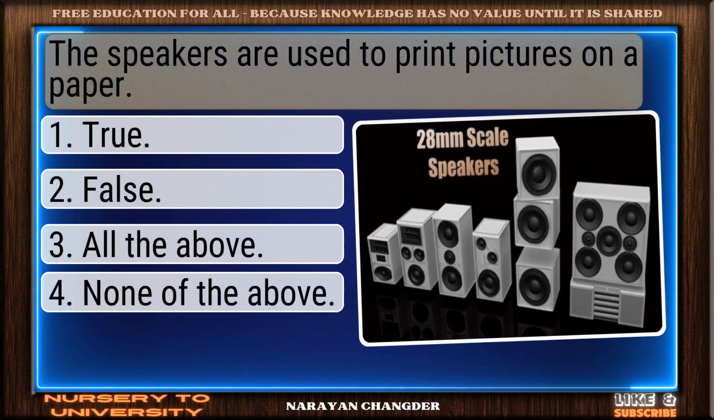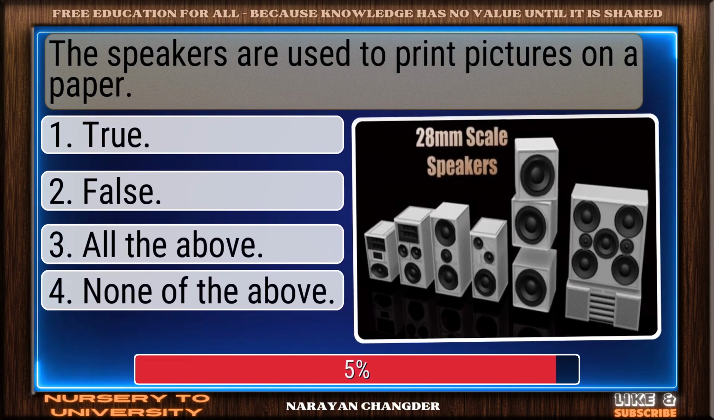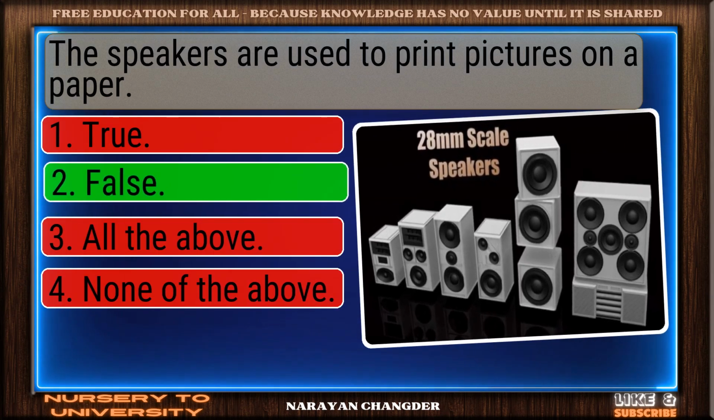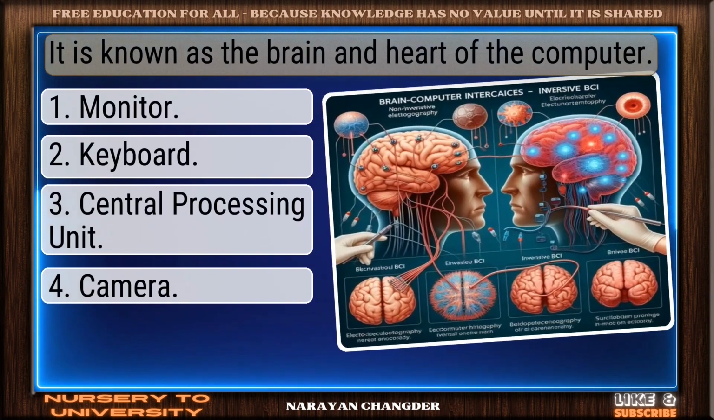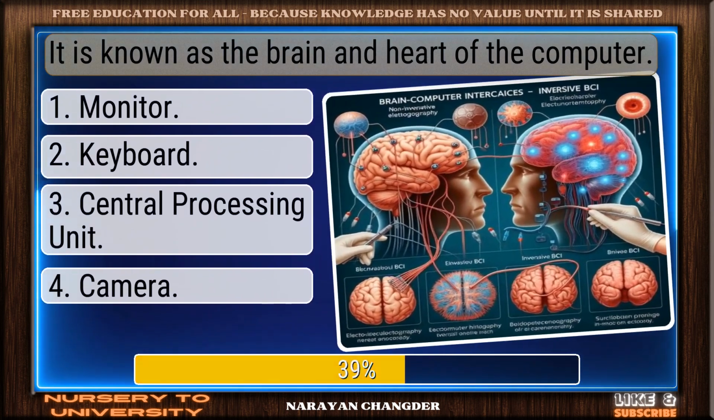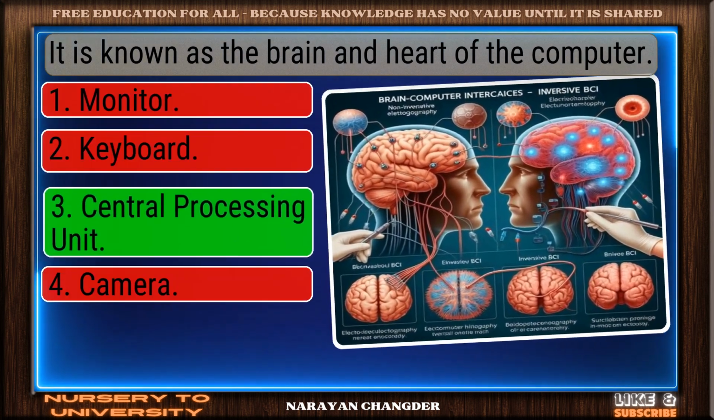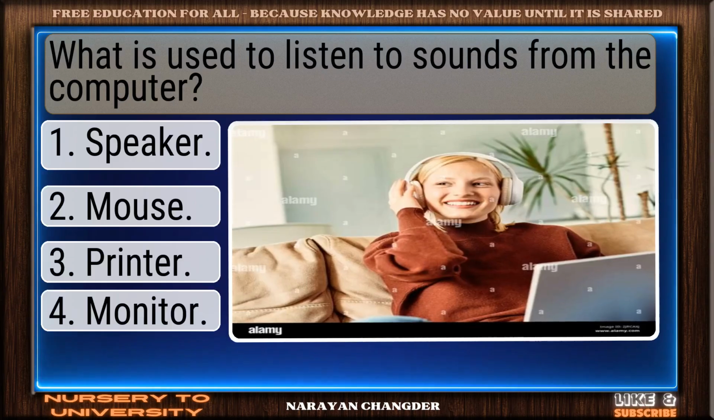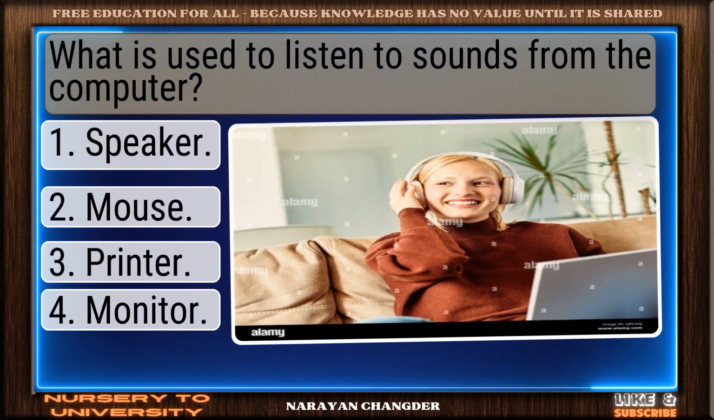The speakers are used to print pictures on a paper. Clear logic. False is sound. It is known as the brain and heart of the computer. Strong choice. Central processing unit is right. What is used to listen to sounds from the computer?